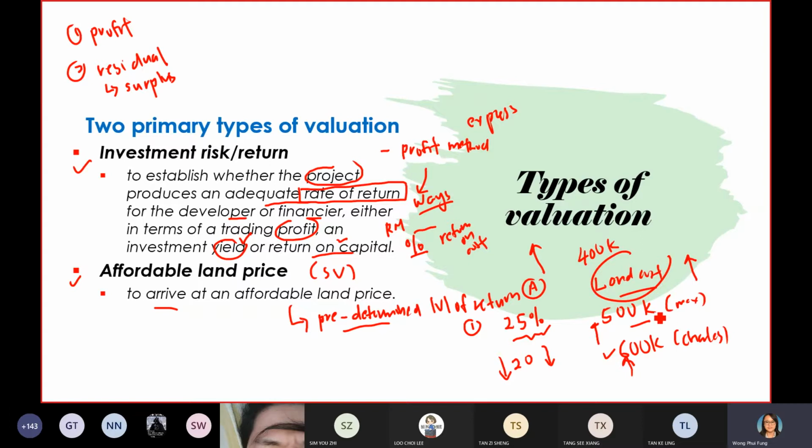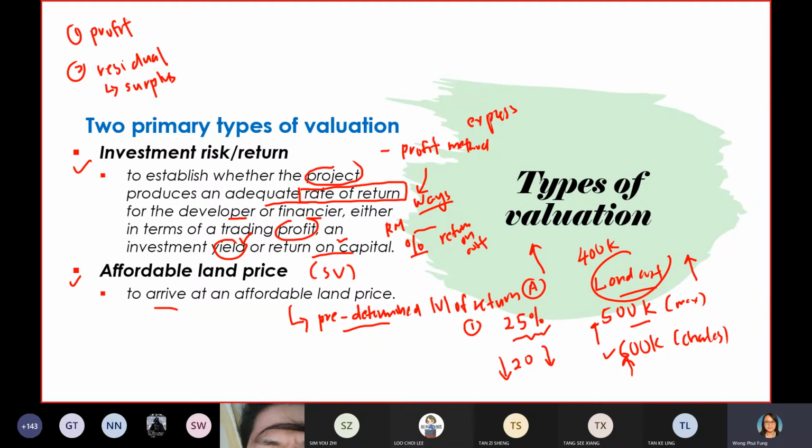So now I want to ask you, your assignment requests you to calculate profit method or residual method. Can you answer? Class, your assignment requests you to calculate profit method or residual method. Anyone? Hey, faster. Your assignment requests you to calculate which method? Profit method, are you sure or not? Can anyone confirm? What is the question of your assignment?